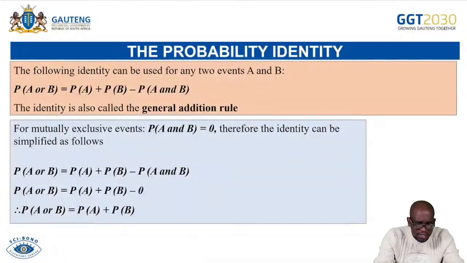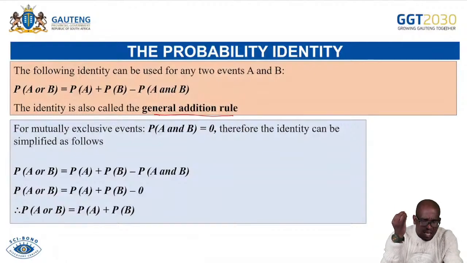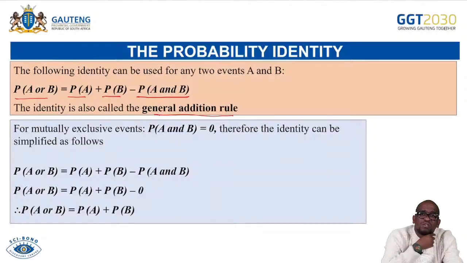All right, the probability identity, very, very important. It is sometimes referred to as the general addition rule, right? This is the rule that we use in probability. It says the probability of A or B should be the probability of A plus the probability of B minus the probability of A and B. That is the general addition rule.